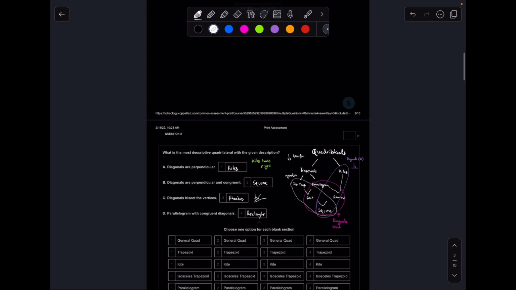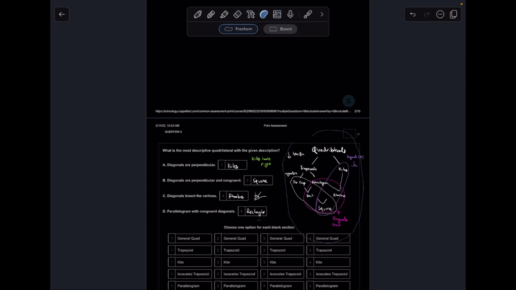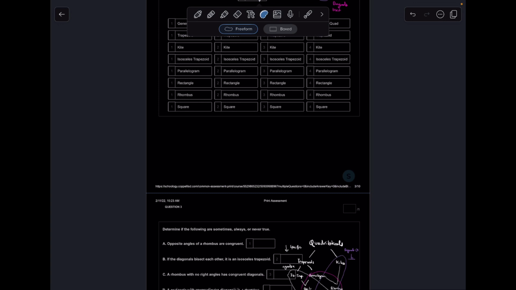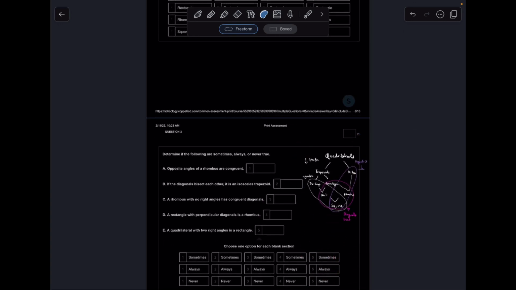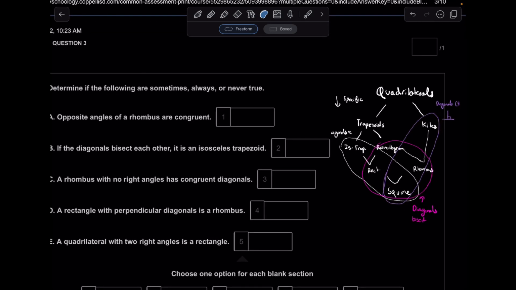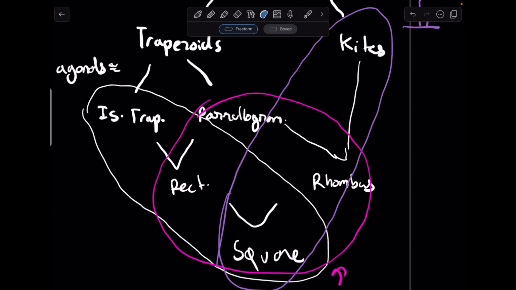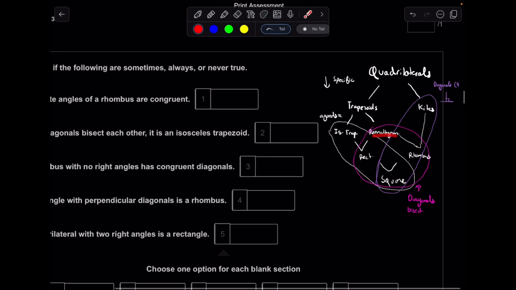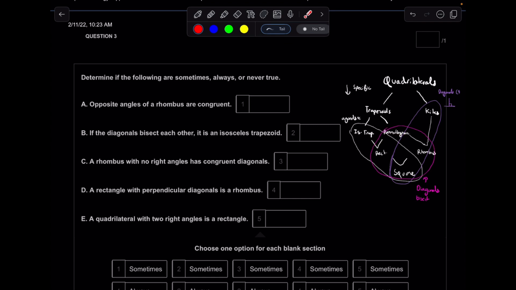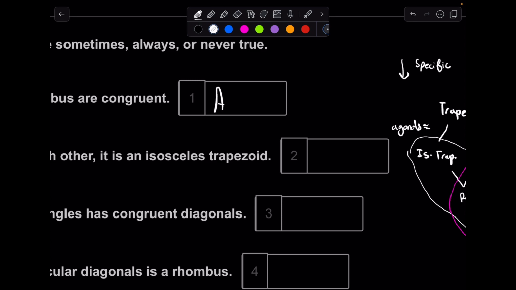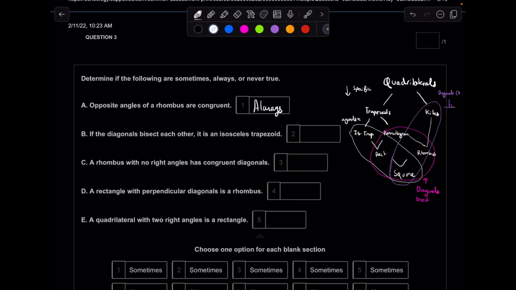Sometimes, always, nevers. Let's copy your pyramid. Paste it back. Okie dokie. Opposite angles of a rhombus are congruent. So guys, rhombus has the same properties as a parallelogram, right? So opposite angles are congruent in parallelograms, so it has to be in rhombus too. So we can write this as always. If y'all have any questions, make sure to put it in the comments.